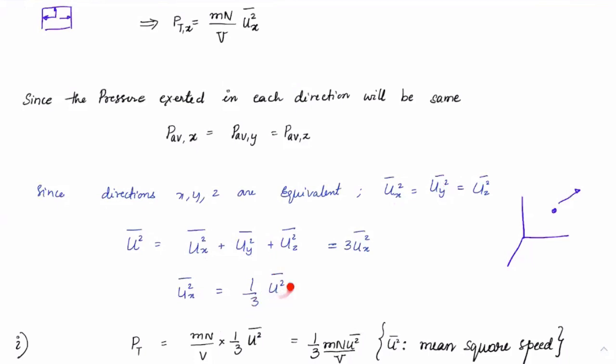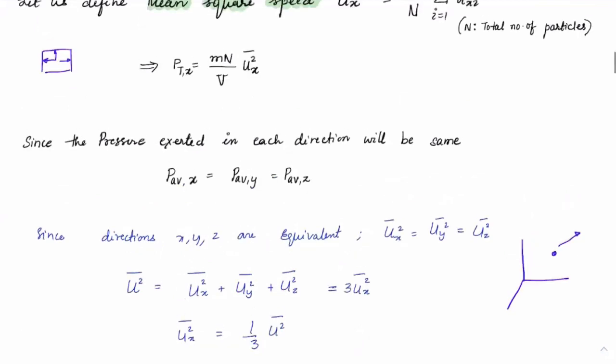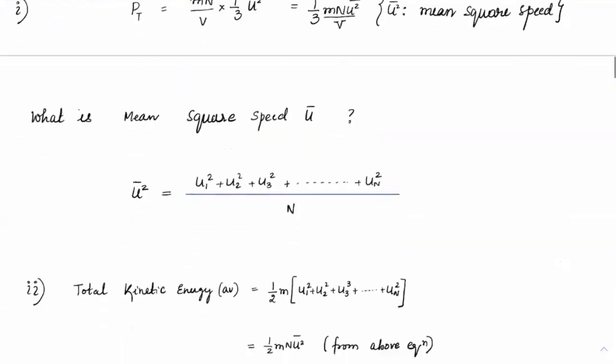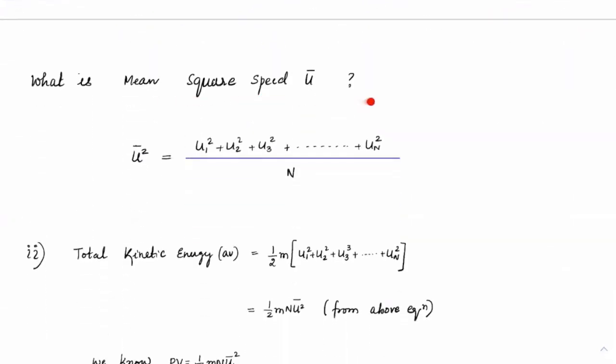So u here is the speed of a particle in all the directions. Therefore, if I replace ux square bar by 1 by 3 times u square bar, then I will get this as 1 by 3 mn u square bar. I guess all of you understood that, right?